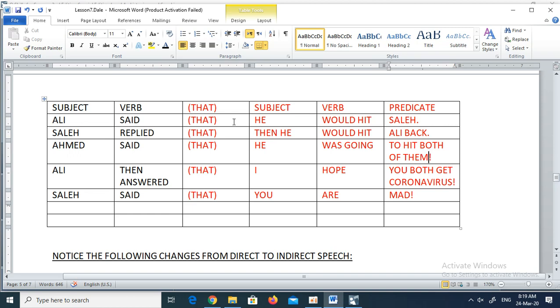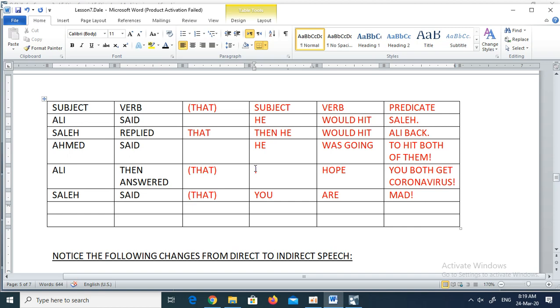And we can change all of these sentences and just make them. Ahmed said he would hit Sally. Sally replied that then he would hit Ali back. You can use the that, but it is not compulsory. Ahmed said that he was going to hit both of them, or you can say Ahmed said he was going to hit both of them. With the that or without the that, they are both correct. All right.